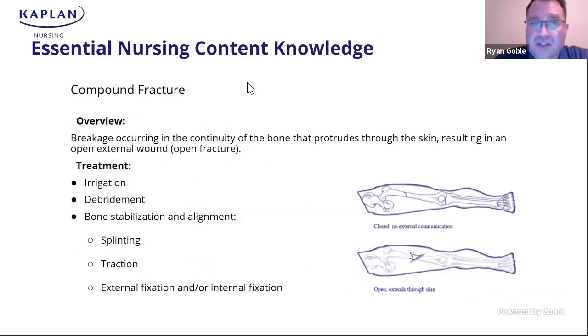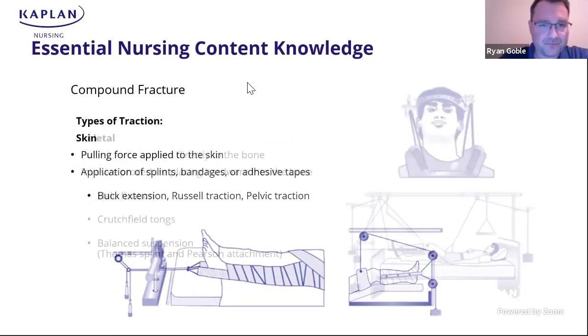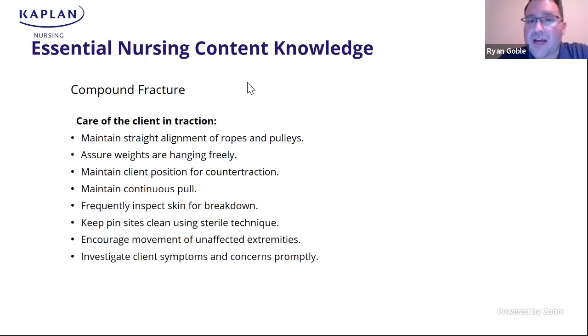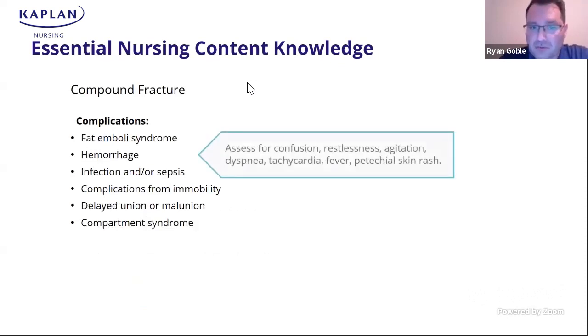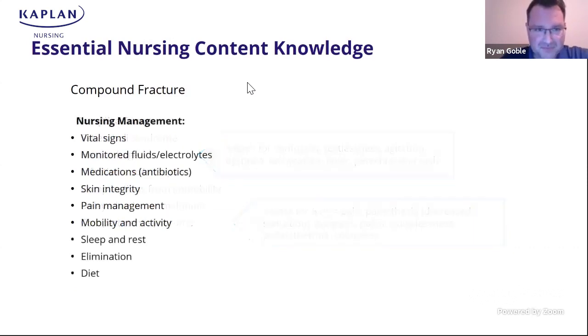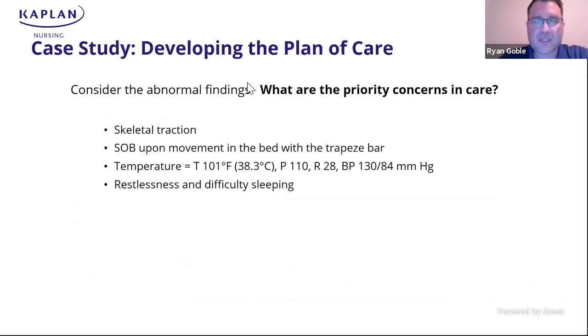Here we dive into essential nursing content knowledge about compound fractures. We discuss traction with the students. We discuss care of the client in traction. Provide some quick tips, some NCLEX tips for success. We talk about complications from a compound fracture. Compartment syndrome, remember to assess for those 6 Ps. We discuss nursing management. And we help the student to develop a plan of care.